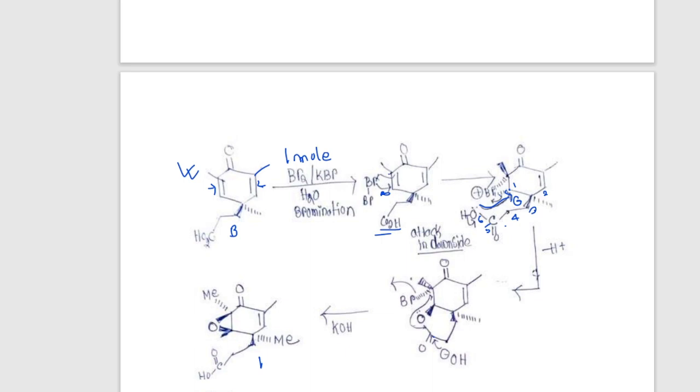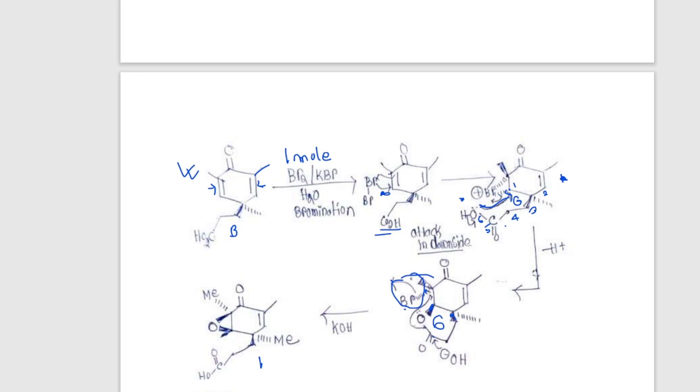There is only one option left, that is the attack from the upside. You can see this oxygen comes into the upside, and these two groups stay as they are, that is, bromine on the downside and methyl on the upside. And you can see this six-membered ring is on the upside.